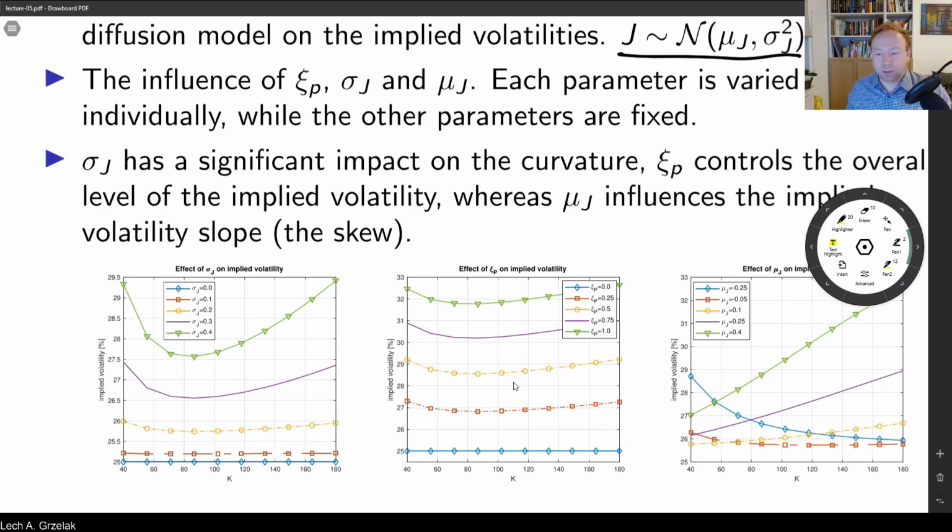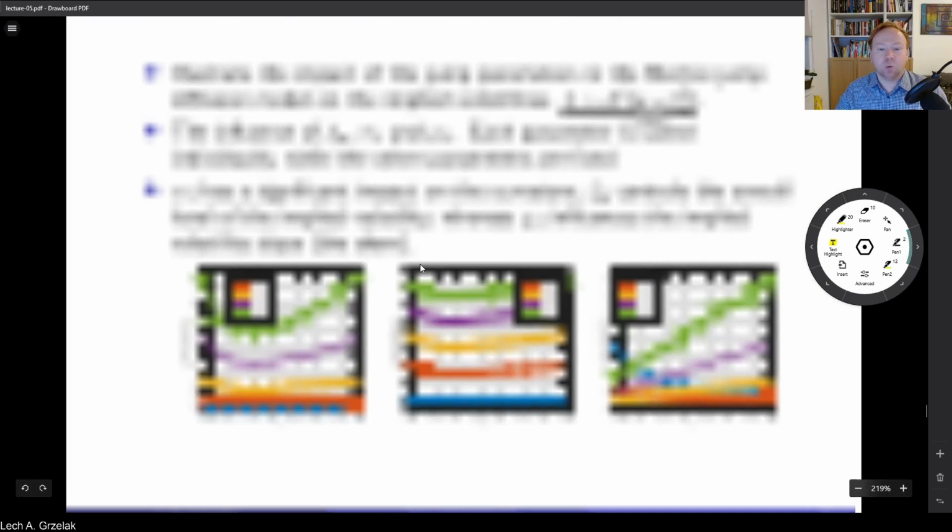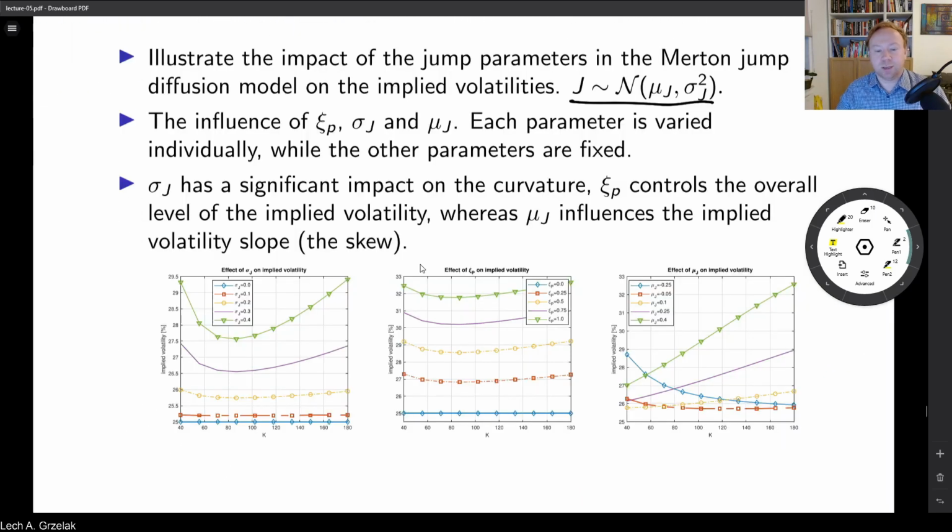So you see that there is a lot of interaction between the parameters. If I would give you one of those graphs, it would be very difficult for you to explain which effect we are actually seeing. Is it the effect of sigma j, psi p, or is this mu j? That's one of the limitations of the jump diffusion model: it's difficult to separate the effect of different parameters. This means that in a calibration, we cannot fix any of those parameters. They always have to interact with each other.